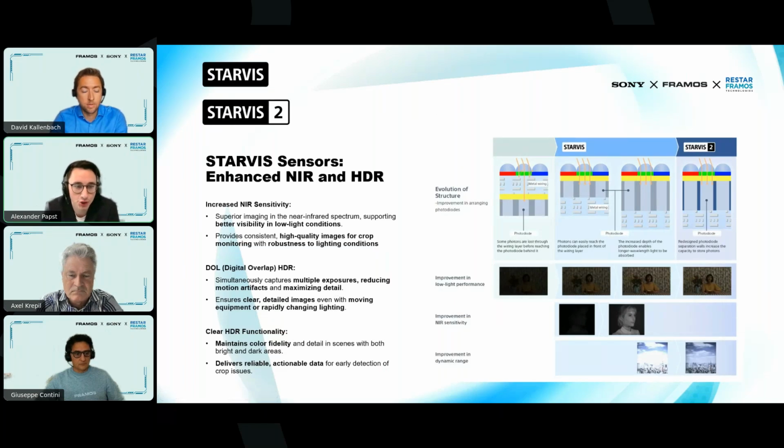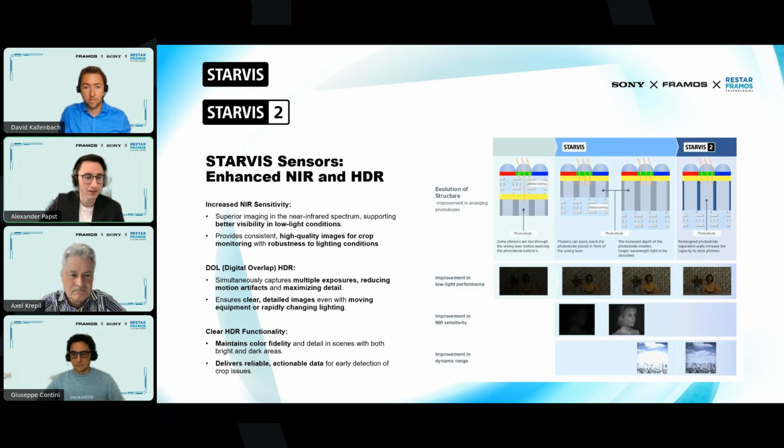Now let's move to our Starvis sensors, which take a different approach to solving agricultural image challenges. Starvis technology originally was developed for security and surveillance applications, but we discovered that many of its features are incredibly valuable for agriculture as well. And let me explain why.